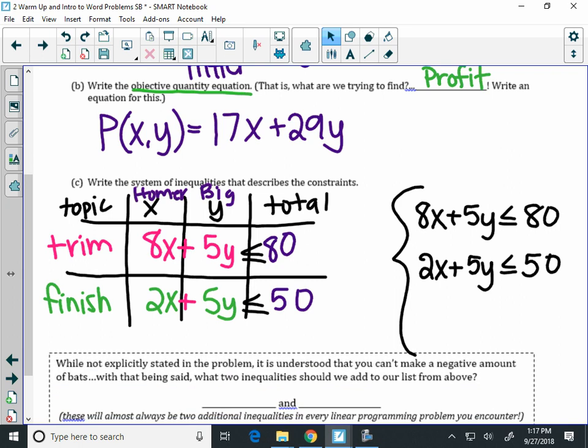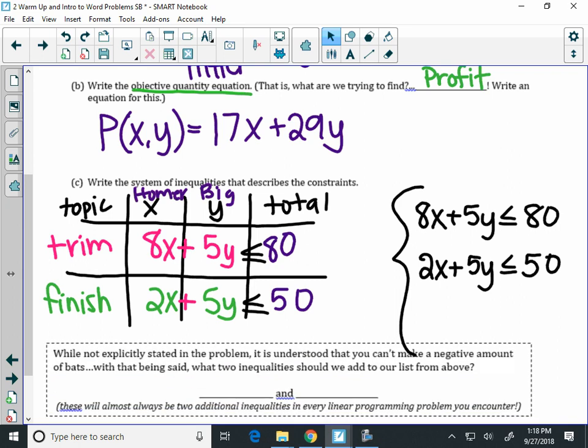But there's one more box at the bottom here. It says, well, not explicitly stated. I didn't actually tell you this, but while it's not stated in the problem, it is understood that you can't make a negative number of baseball bats, right? So, with that being said, we have to actually add 2 more inequalities to our system. We're going to add them every single time, not just this time, but every problem. We want to say x is greater than or equal to 0.